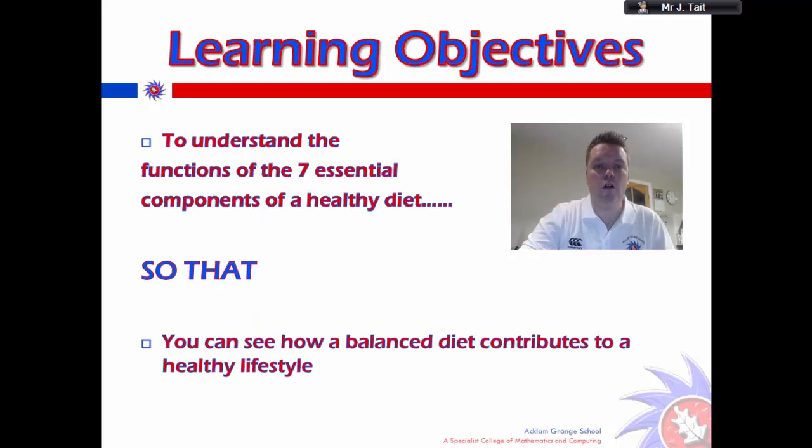Okay, so our learning objective is to understand the functions of all 7 essential components of a healthy diet, so that you can see how a balanced diet contributes to a healthy lifestyle. And that's really important because not only will you have to talk about the 7 essential components in the exam, you won't necessarily just be asked what are the 7 components. You may have to explain it in more of an extended piece of writing, where you're talking about what contributes to a balanced diet and how that then contributes to a healthy lifestyle.